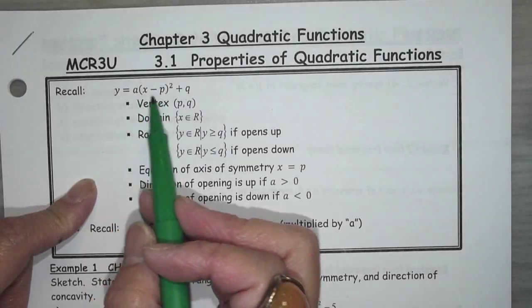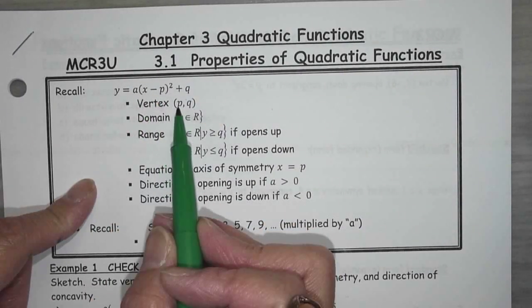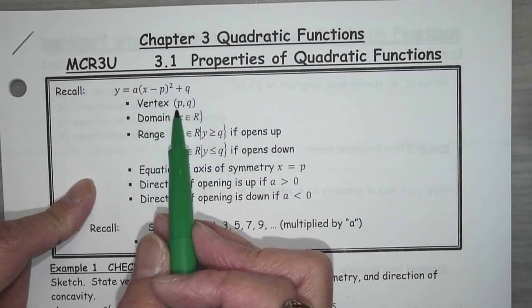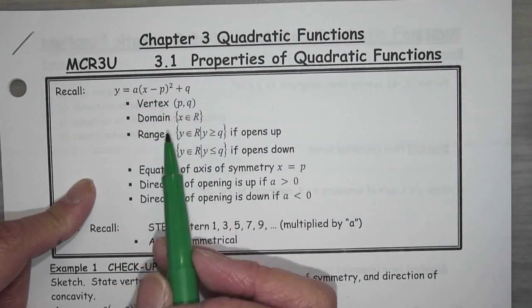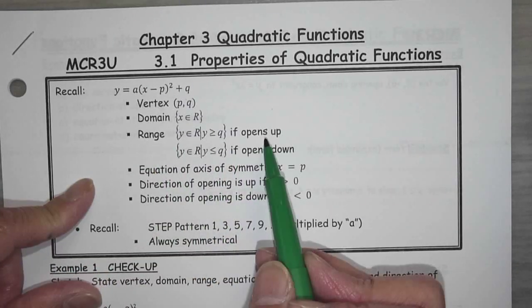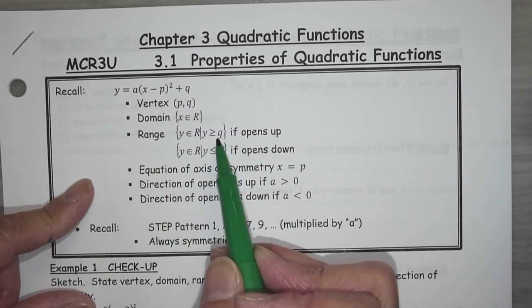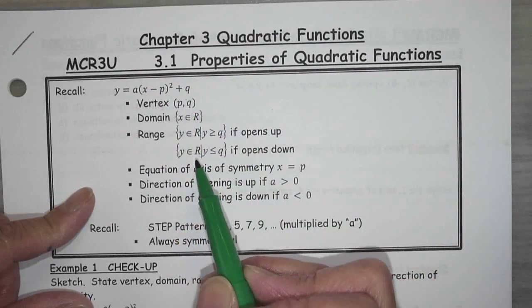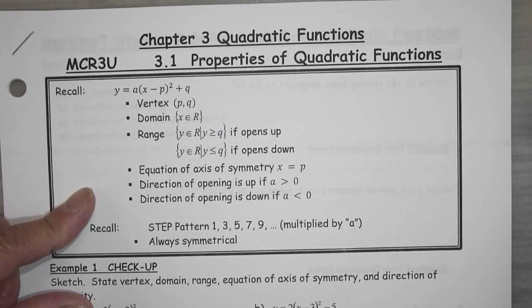I use P and Q, doesn't really matter. But when it's this nice vertex form, the vertex will be P, Q. The reason why we write the negative there is because it's always the opposite sign. The domain is anything, any real number works. The range, if it opens up, will be greater than or equal to whatever the y value is. If it opens down, less than or equal to whatever the y value is.